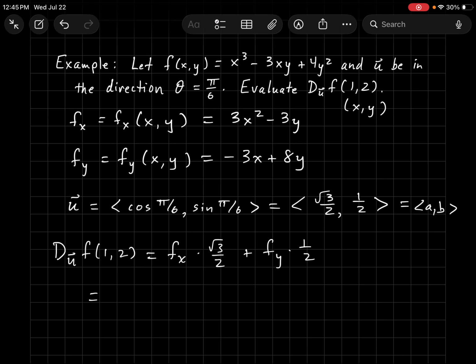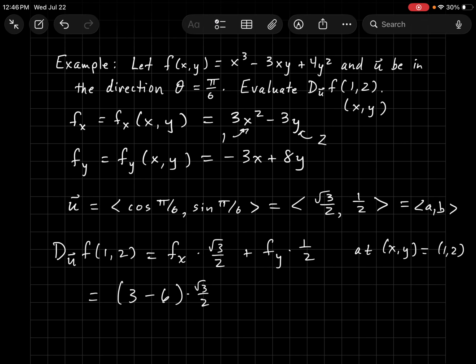And both of these are at the point (x, y) equals (1, 2). So now I can plug in 1 for x and 2 for y. I get 3 times 1 squared minus 3 times 2, and then times the root 3 over 2. So I plugged in the 1 for x and then the 2 for y.